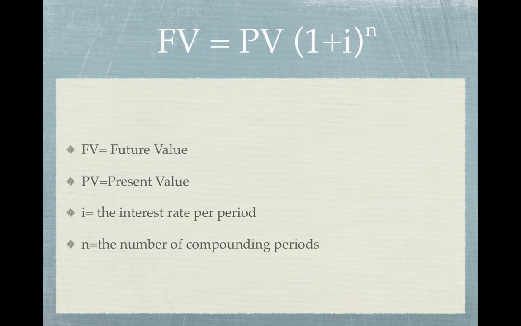So N is 24. Something to keep in mind when we're using this equation is that the periods of I and N really need to be the same. So if we're talking about the annual interest of an investment, then the number of compounding periods must be expressed annually. If we're talking about daily interest, then the compounding periods must be expressed daily. So 1 year would be expressed as 365.